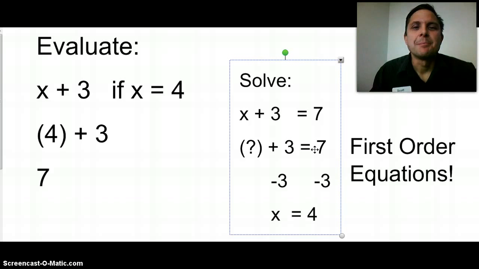But we do that by balancing both sides of the equation. By taking away 3 from both sides, I don't change either side. So I get -3, -3, and I get x equals 4.